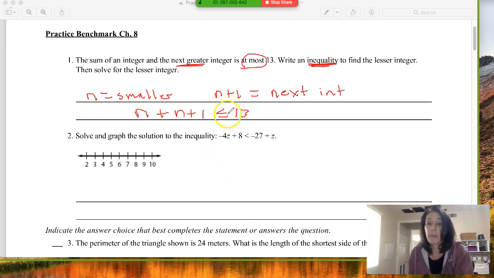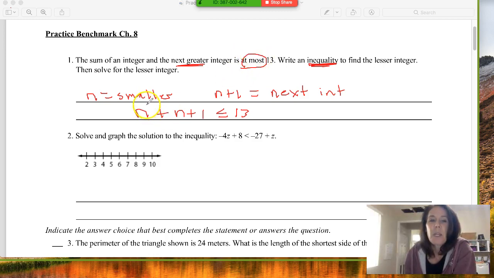So the sum of these numbers. Let's go ahead and set it up. We wrote our inequality, n plus n plus 1 needs to be less than or equal to 13 because it's at most 13 when I sum them together. All right, so think that out before you write your greater than or equal to, because I know a lot of students, when they see at most, they think greater than, but think about what that means.